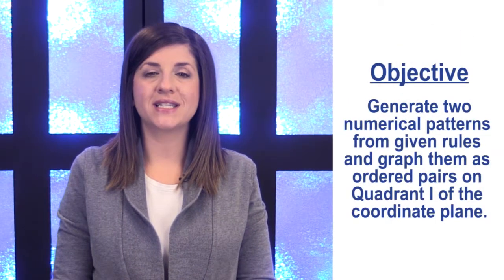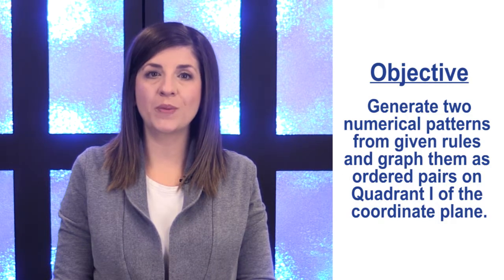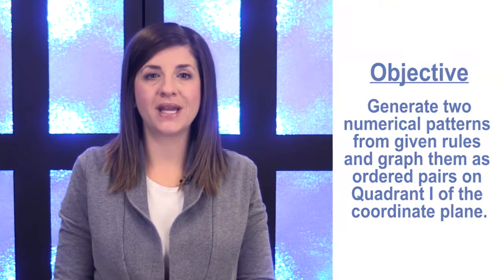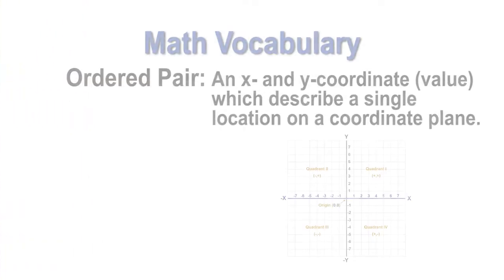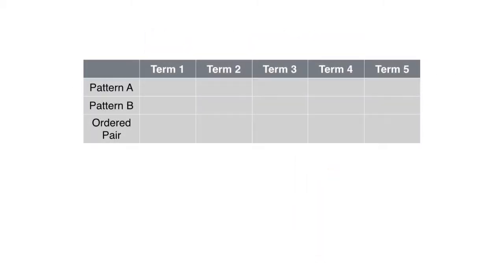The objective of this lesson is to generate two numerical patterns from given rules and graph them as ordered pairs on quadrant 1 of the coordinate plane. In previous lessons, students have learned how to graph ordered pairs on the coordinate grid in the first quadrant. Today, they will extend their learning by creating ordered pairs using patterns. They will plot the ordered pairs on a coordinate grid. Let's begin with our first set of patterns.